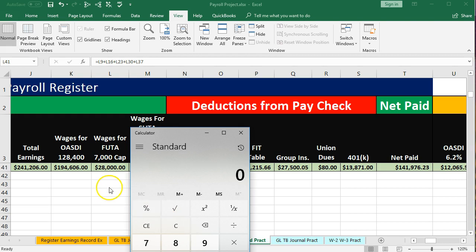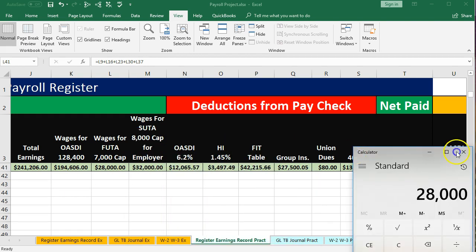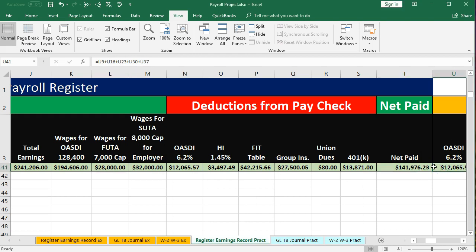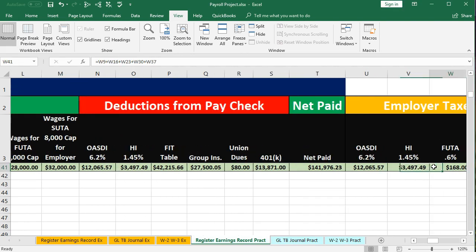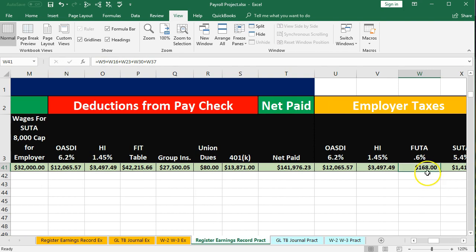But for us, we've had 4 employees, and they all hit the cap times 7,000, so that's 28,000. Nothing over 28,000 is going to be included because that's what the cap is. So we're going to pick that 28,000 up, and then if we look over here, we already calculated FUTA, which is that 28,000 times 0.006, or 168.